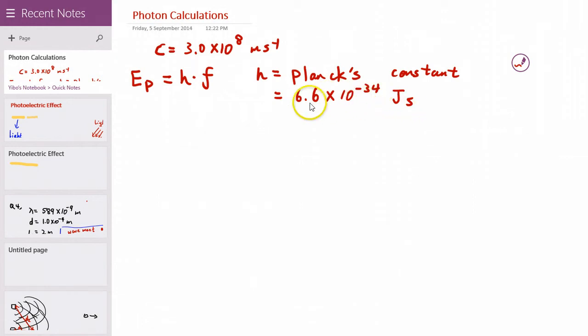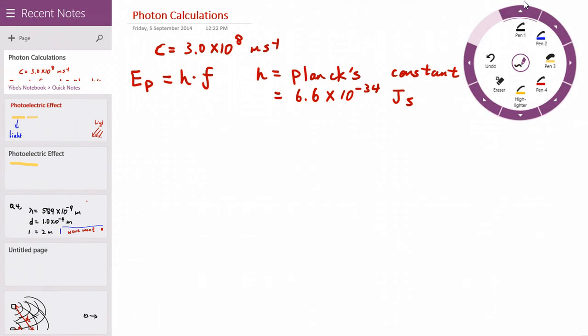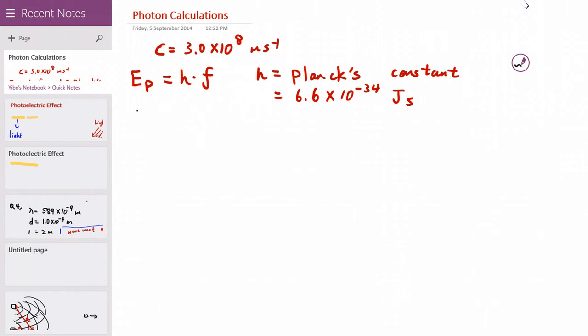And notice that 6.6 times 10 power of minus 34 is a really small number, because we're dealing with the energy of a single photon. So we always work with small numbers. And to make your life easier, scientists discovered a unit for the calculation of the energy of a photon.